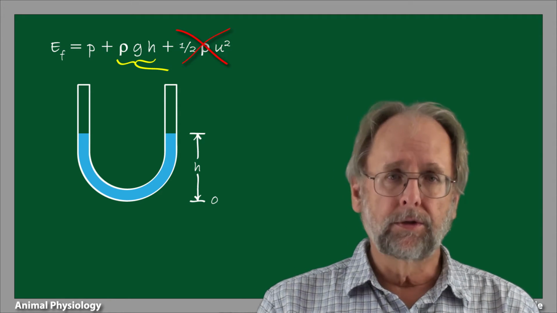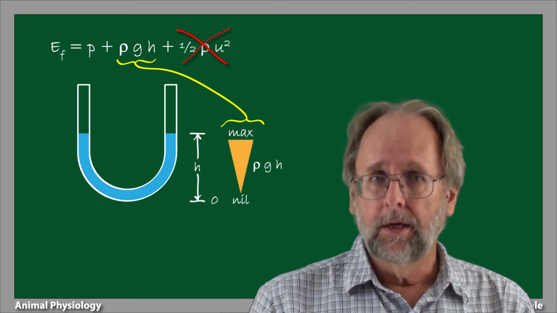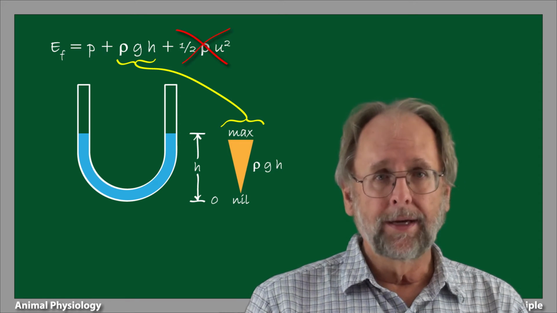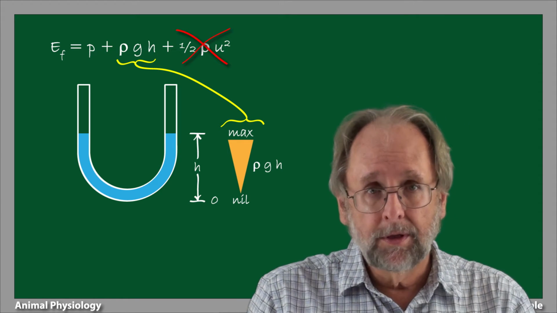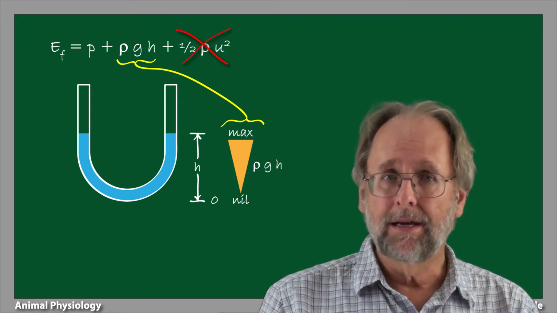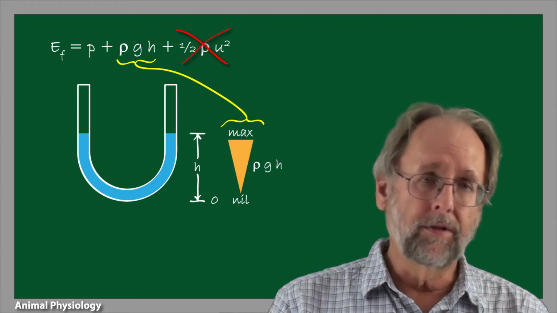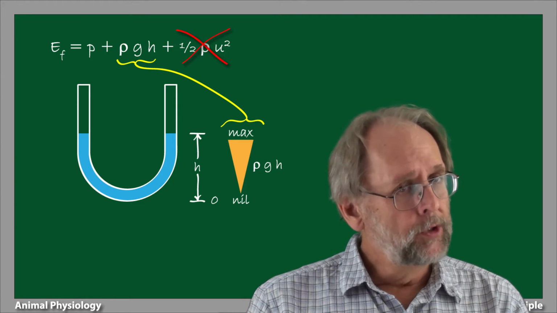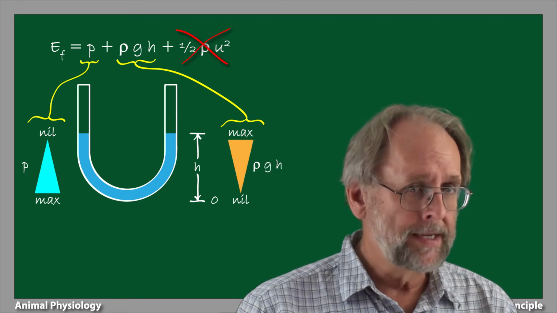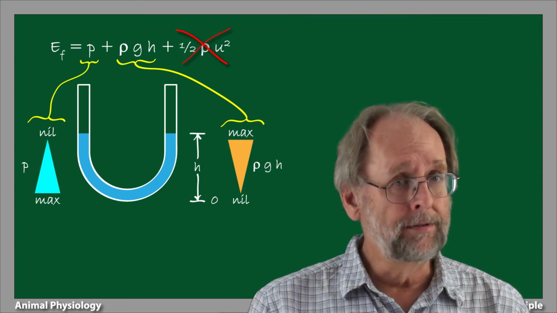Let's look at the gravitational term first. At the bottom of the tube, where the height is 0, the gravitational energy density there is nil. Moving higher and higher in the tube up to the top of the parcel, the gravitational energy increases as height increases until it reaches a max at the upper surface of the liquid. Turning now to the pressure term, we see that the pressure at the bottom of the tube is maximized, and the pressure at the top of the liquid column is nil.